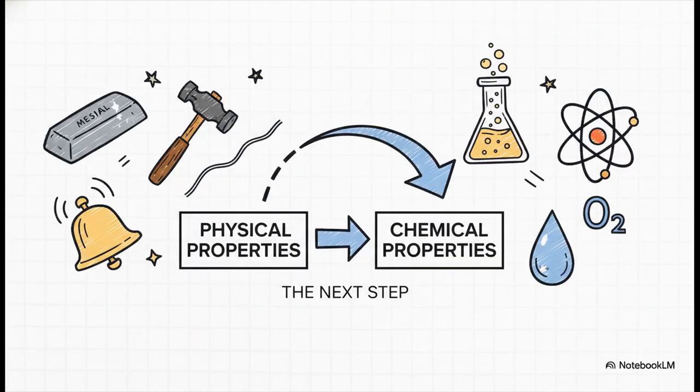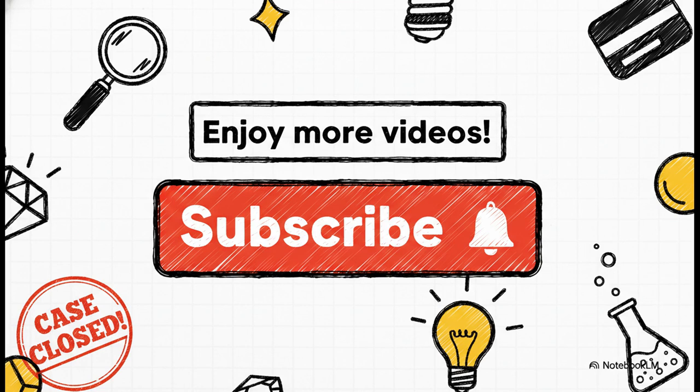And that brings us to our key takeaway. The physical properties checklist is a fantastic starting point. It really is. But it's only half the story. To truly and definitively solve the case of what separates metals from nonmetals, we need to investigate their chemical properties, how they react with other elements like oxygen, water, and acids. So our investigation into physical properties is closed for now, but the case is far from over.